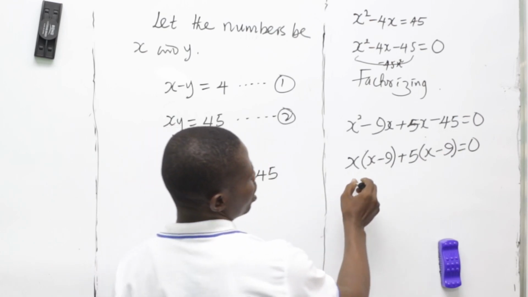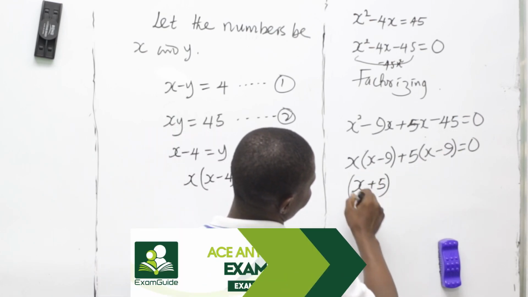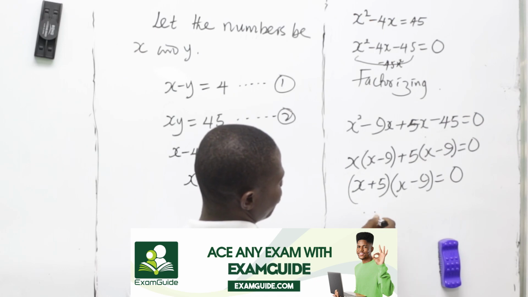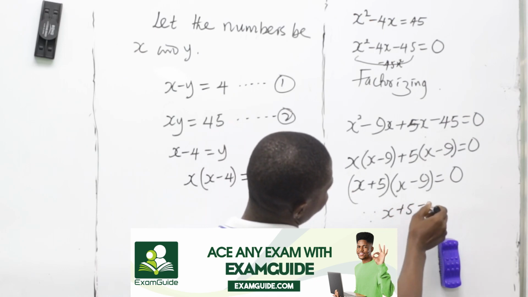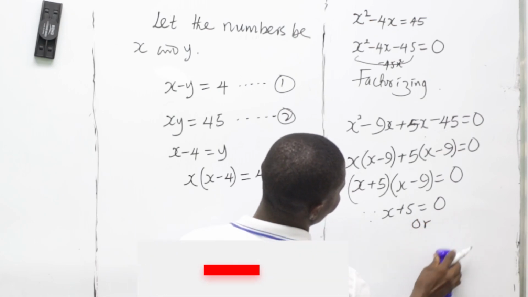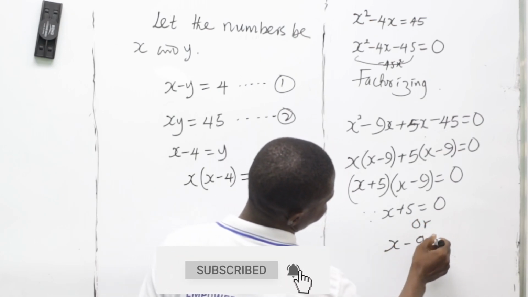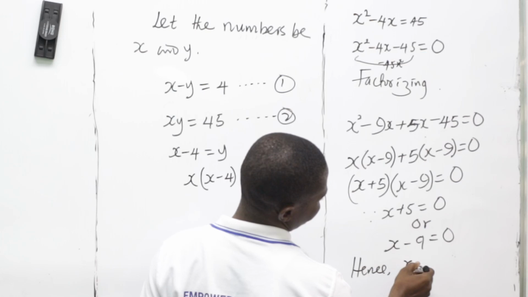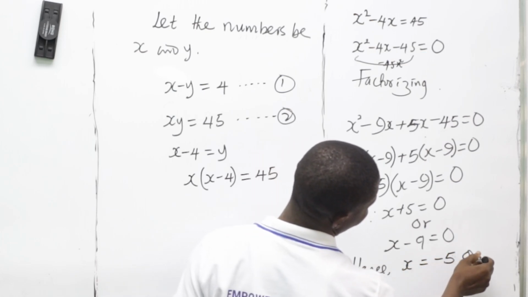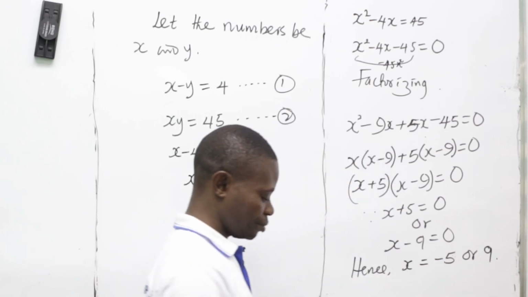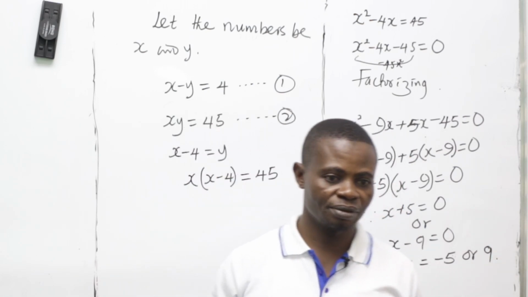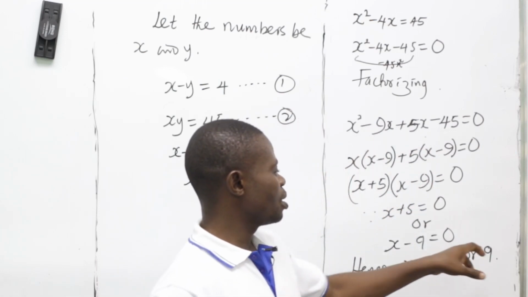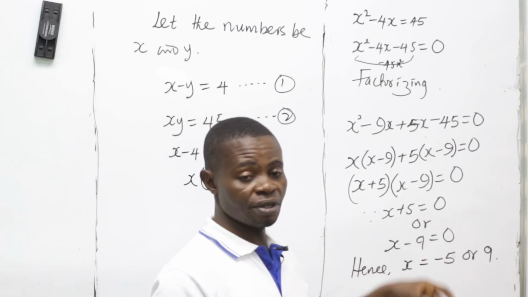x plus 5 into x minus 9 equals 0. Therefore, x plus 5 equals 0, or x minus 9 equals 0. Hence, x equals minus 5 or plus 9. Remember, find two numbers which differ by 4. 9 minus 5 is what? 4.